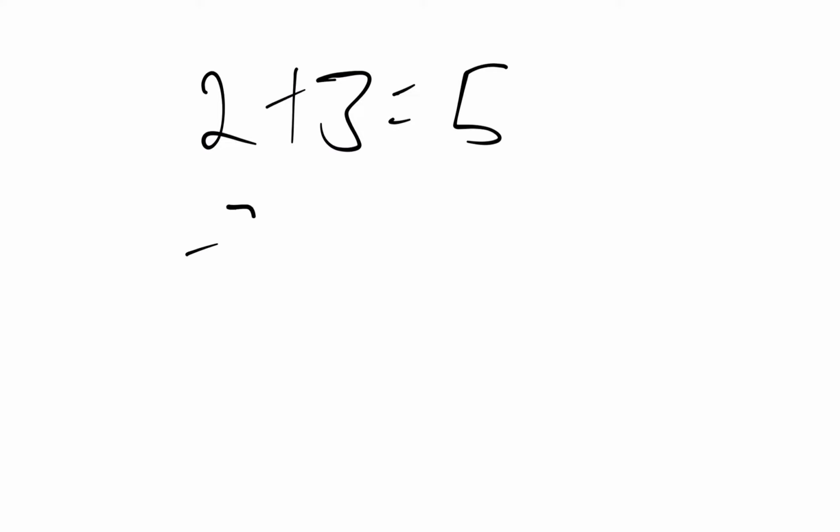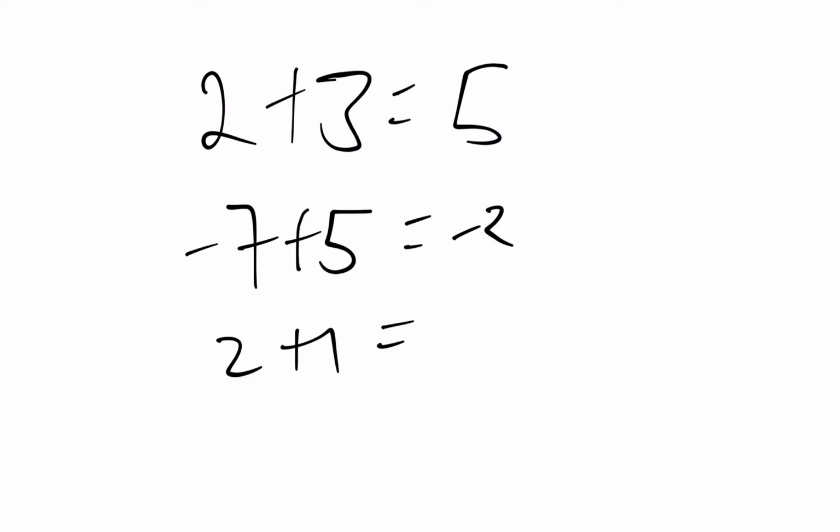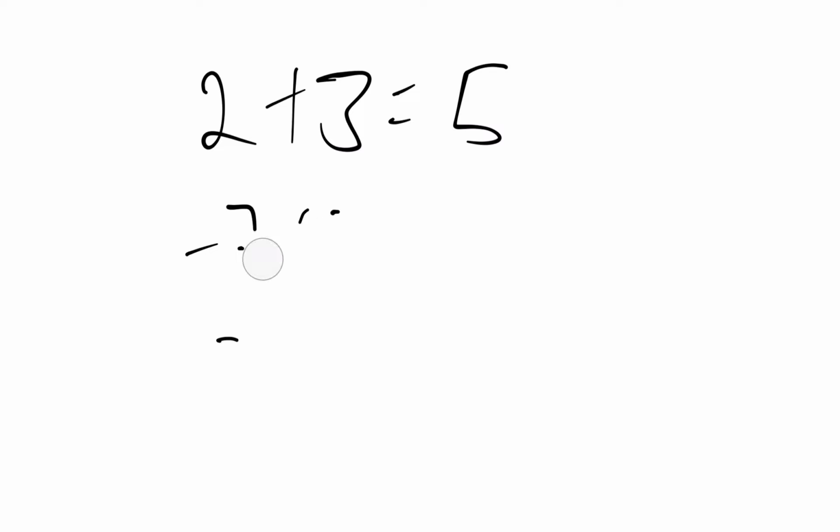So addition will be the same, just like the basic addition, as you know, just like 2 plus 3, you know that is 5, minus 7 plus 5, you know that is minus 2, 2 plus 1 is 3. So this is the basic addition that you know. But right now we are doing matrix addition. So we're using the same concept and also using the concept of matrix orders.